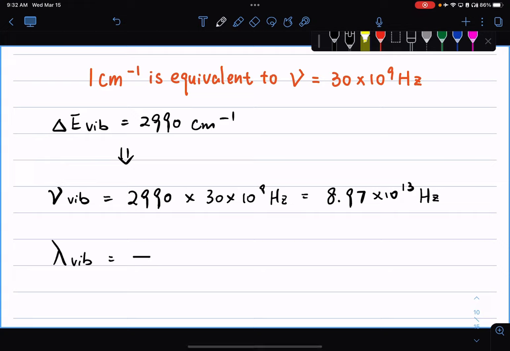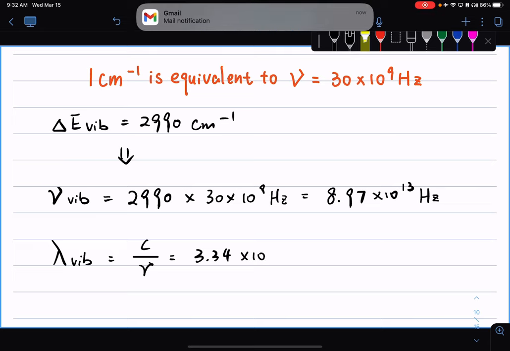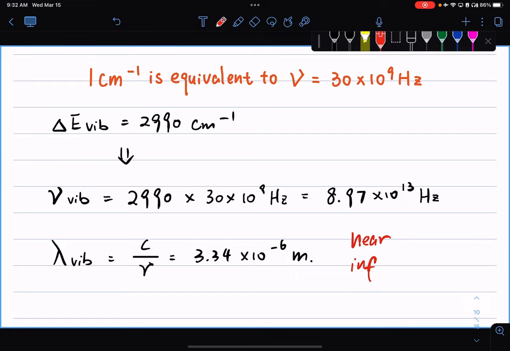That's just c equals λν. It gives you 3.34 times 10 to the negative 6 meter. So this is near infrared. All right, that's the vibrational.